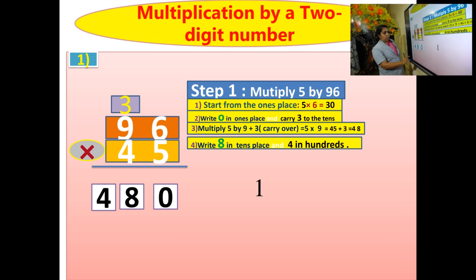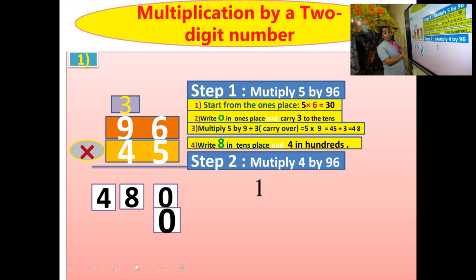So what is the second step? Say the second step. The second step is to multiply 4 by 96. Here you have to write 0. Later I will tell you why we are writing 0 there. So the second step is multiply 4 by 96. Clear? So 4 is in the tens place.